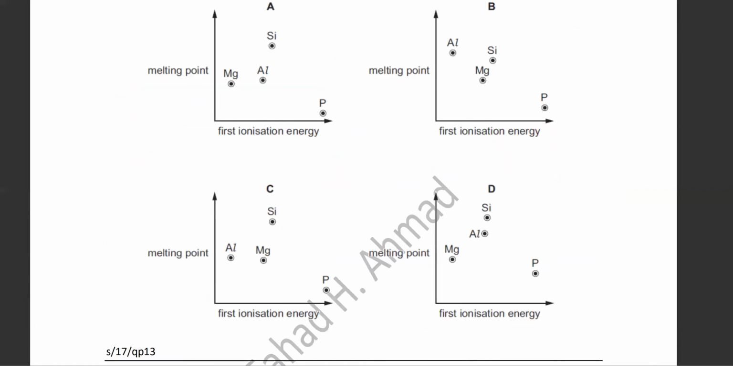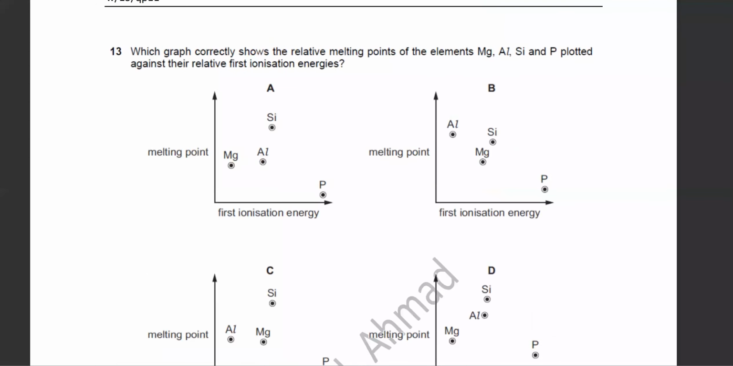Now this one, you haven't studied melting points, so I'll just list the order. Silicon has the highest melting point, followed by, I think, aluminium, then magnesium, and then phosphorus has the lowest melting point. So melting points increase in this way, right?